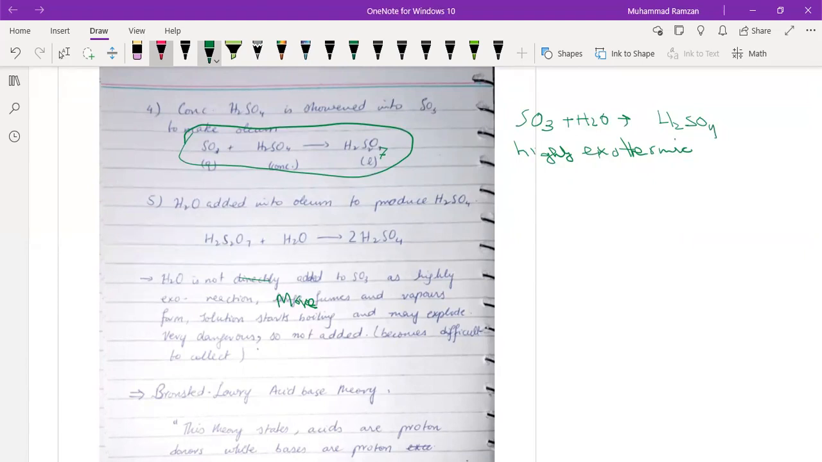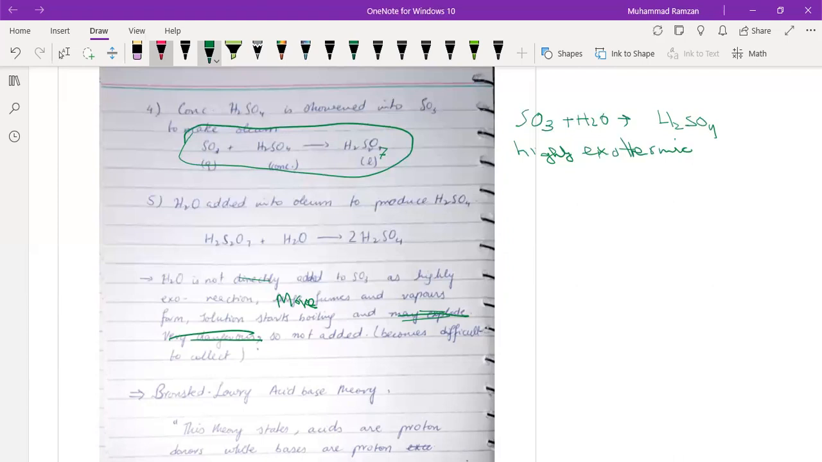This is no need. So not added. This is not added. And water is not added. That's why. And H2SO4 is difficult to collect. This is. Is it clear? Yeah. So this is the justification.